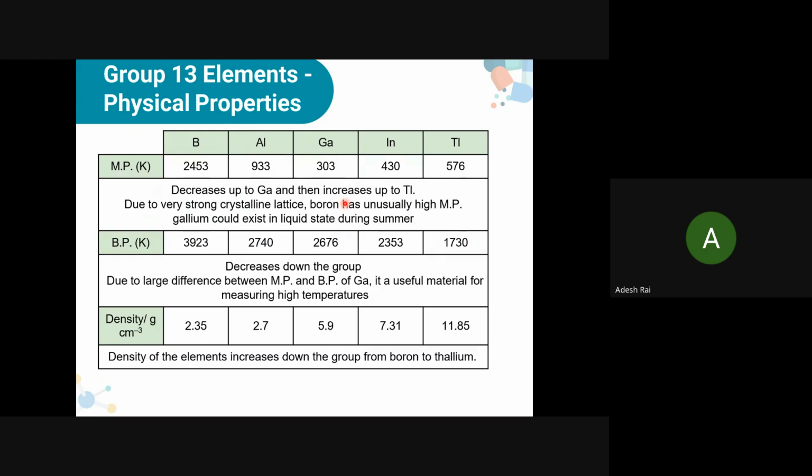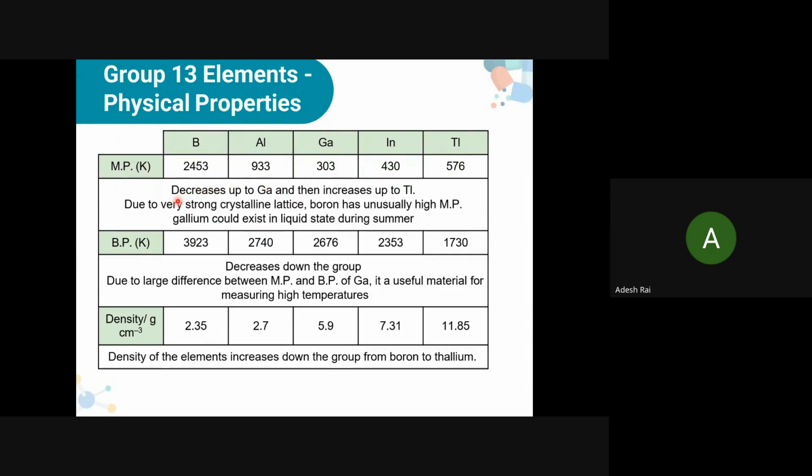If you take the gallium in that tube in your hand, then from your palm temperature it usually melts. Okay. And so just remember the trend. What does it show? That from boron to gallium it decreases, then from gallium to thallium again it will increase. Is that clear? So decrease up to gallium and then increase up to thallium.